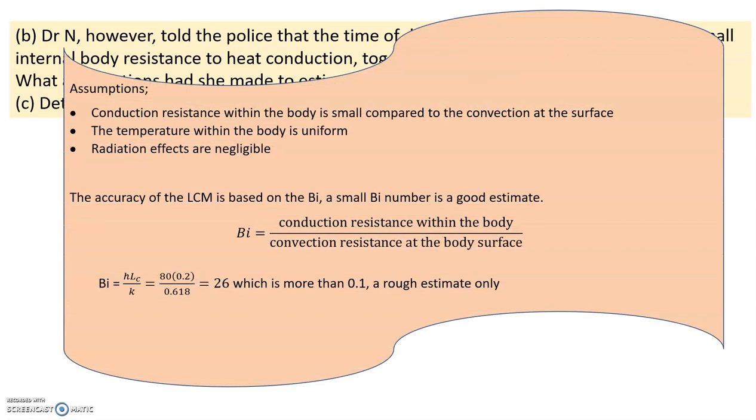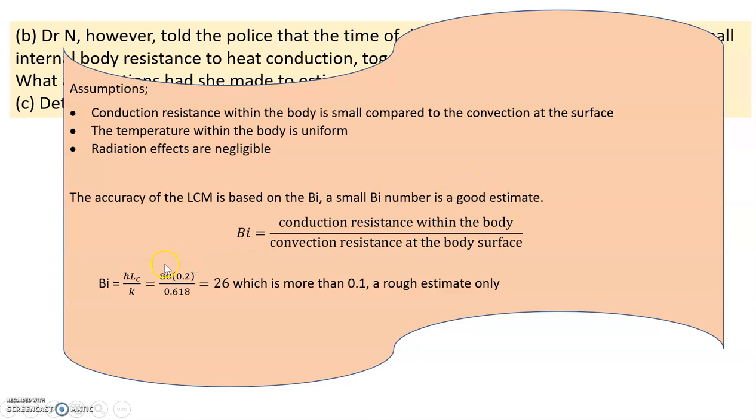Assumptions: conduction resistance within the body is small compared to the convection at the surface. The temperature within the body is uniform. Radiation effects are negligible. And then to determine the accuracy of the lump capacitance method, you have to determine the Biot number. Small Biot number means it's a good estimate.